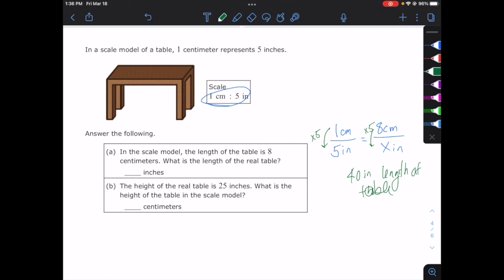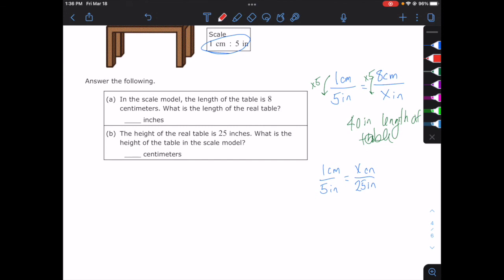All right, next, it says the height of the real table is 25 inches. What is the height of the table in the scale model? Okay, so they gave us basically a different piece, but we're still sticking with this 1 centimeter over 5 inches from our scale. But since they gave us the real table, that piece of information is going to go down on the bottom, 25 inches, and we're looking for X centimeters up top. Okay, well, notice I see that we can use a horizontal scale factor of 5, and so we know that 1 times 5 is going to give us 5 centimeters of height in the scale model.